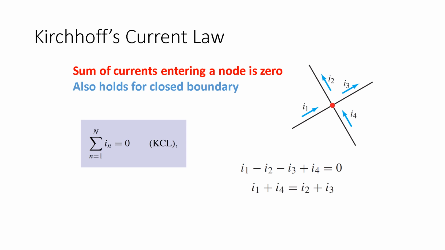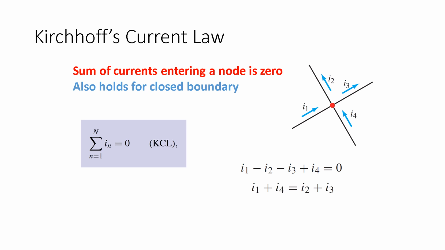So in order to generate the equations, I like to put currents coming into the node on the left-hand side equal currents coming out of the node on the right-hand side. So that's the second equation down. I1 plus I4 equals I2 plus I3. Currents coming in equal currents coming out.